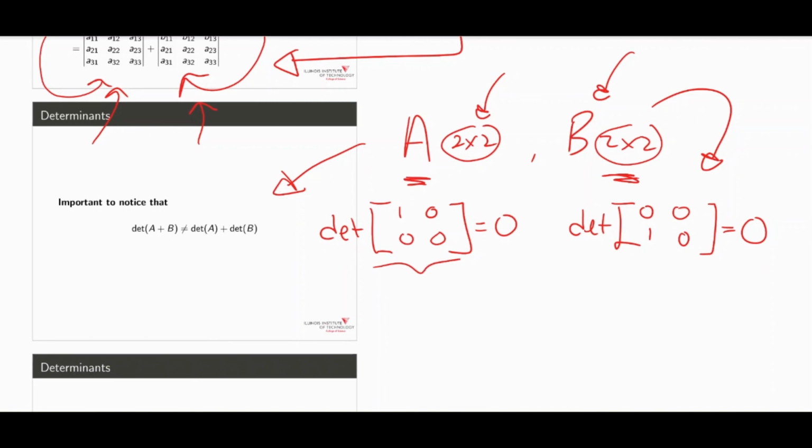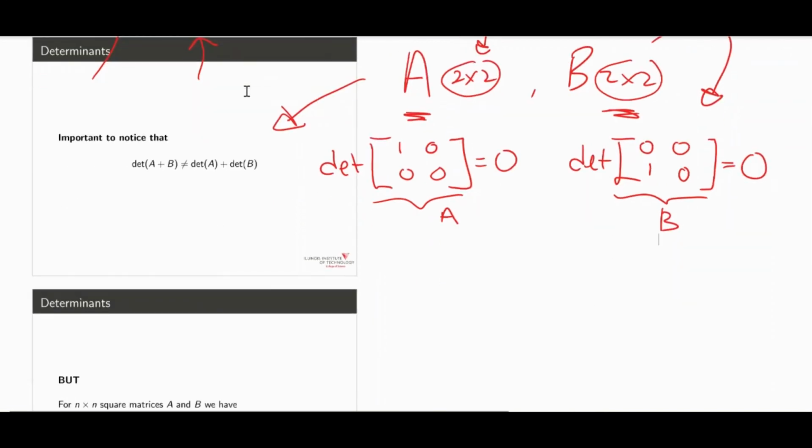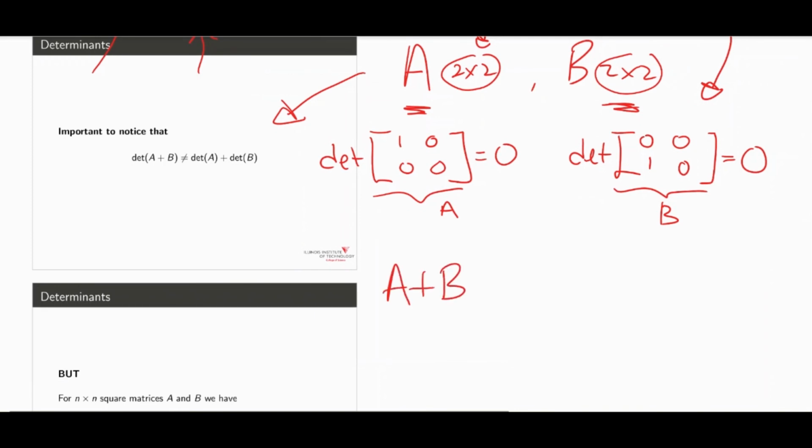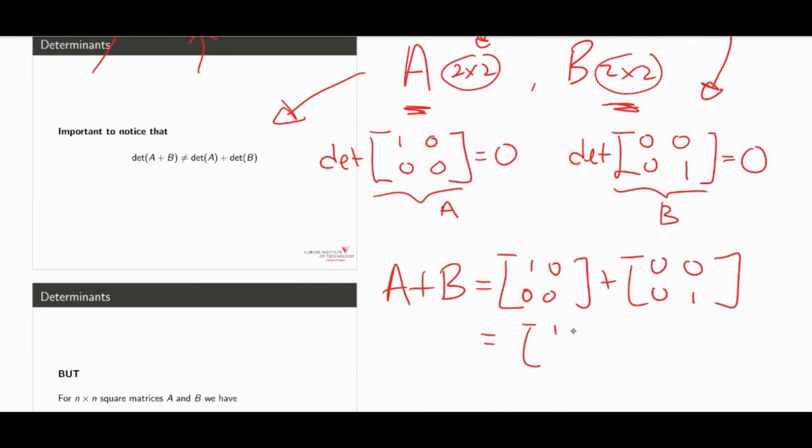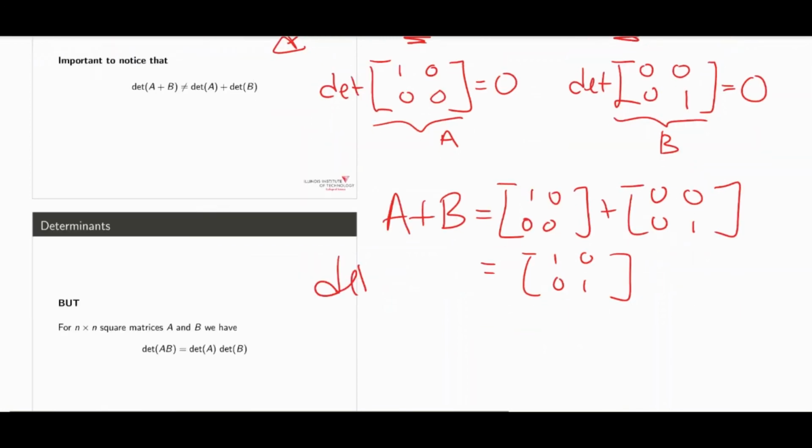So this is my matrix A, and this is my matrix B, and you can see if I add them up, A plus B, this is 1, 0, 0, 0 plus 0. Oh, I want to change this to this, sorry. So this is going to be 0, 0, 1. So what I get is an identity matrix. The identity matrix is my A plus B. So the determinant of A plus B is the determinant of this identity matrix. And as you know, the determinant of the identity matrix is 1.